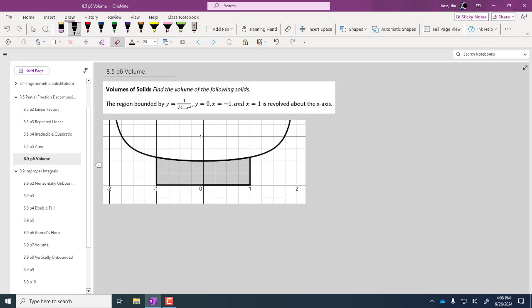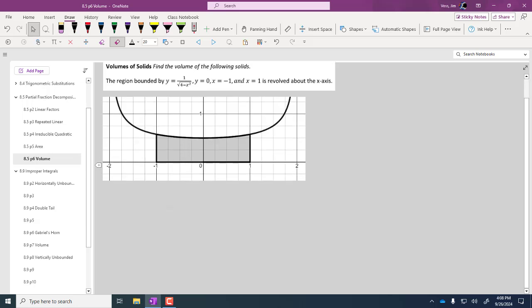Okay, so we're going to go around the x-axis. What is the technique that we're going to use? Disk, washer, or shell? Disk. So the disk method, are we going to use a vertical or a horizontal element?